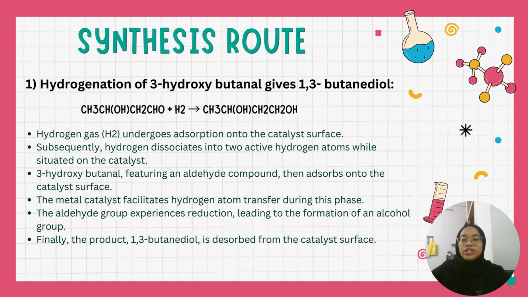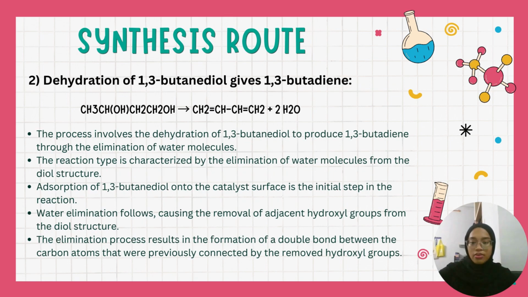The metal catalyst facilitates hydrogen atom transfer during this phase. Then the aldehyde group experiences reduction, leading to the formation of an alcohol group. Finally, the product 1,3-butanediol is desorbed from the catalyst surface. Second, dehydration of 1,3-butanediol gives 1,3-butadiene.